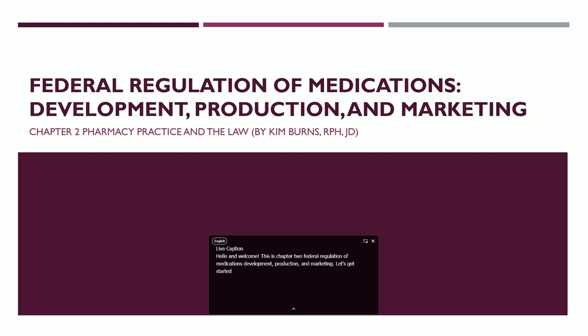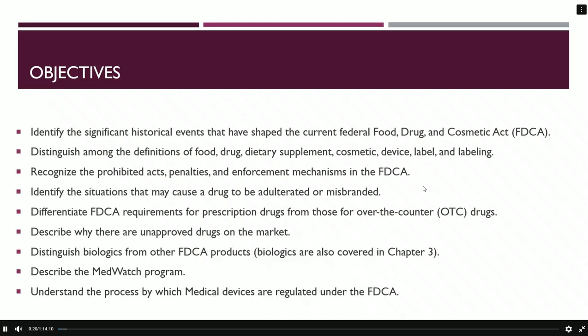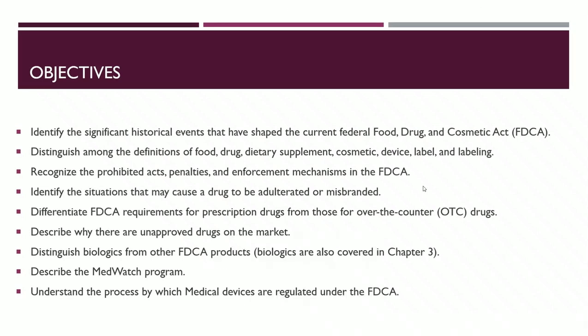Let's get started. These will be the objectives that we'll be working off of. These are from Chapter 2 from the book. Not all the ones that are listed in your book, because we're not covering the entire chapter, but it's most of them. Now, the headings that go with the chapter go along with these.